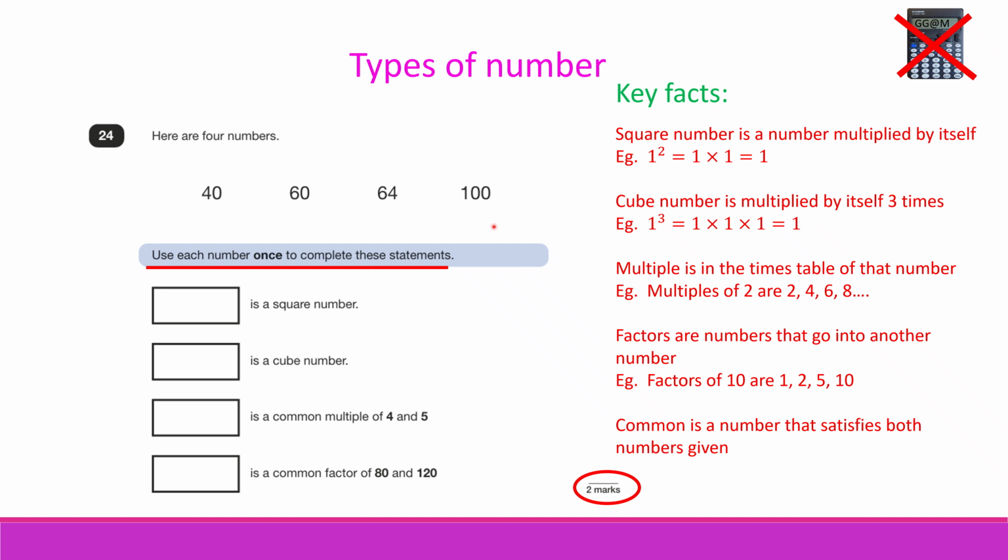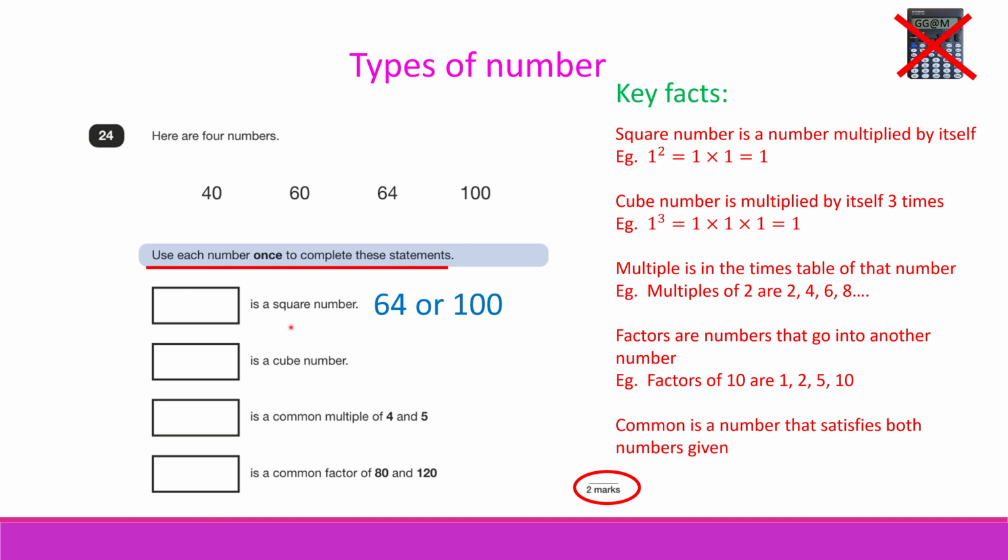Now, there are 2 numbers that could be a square number, so you can simply put 64 or 100. To move on to the next question, we can work out whether 64 is in this box or this box, and whether 100 is in this box or this box.